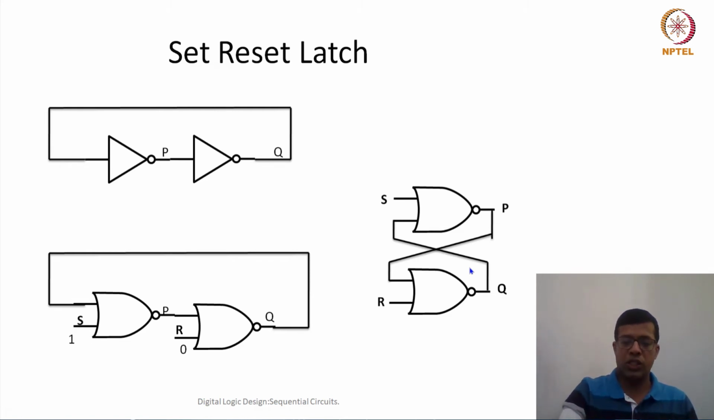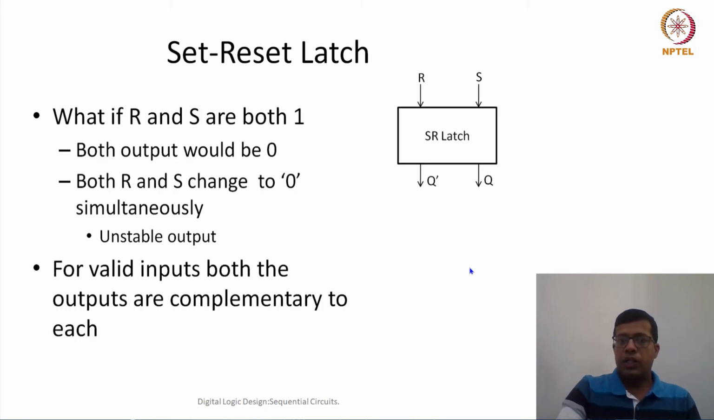Now this can also be represented like a block diagram where R and S are the inputs, and there are two outputs. Typically they are called Q and Q bar, because if this is 1, this is going to be 0. If this is 0, then this is going to be 1. So this is called Q and Q bar. They are complementary to each other.